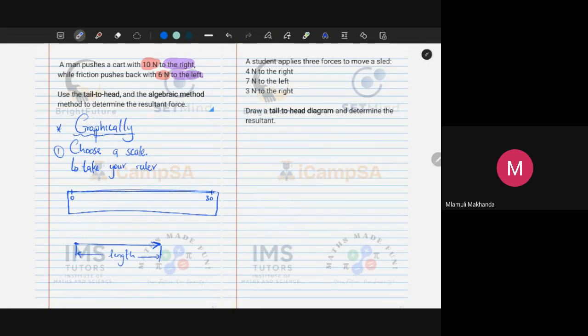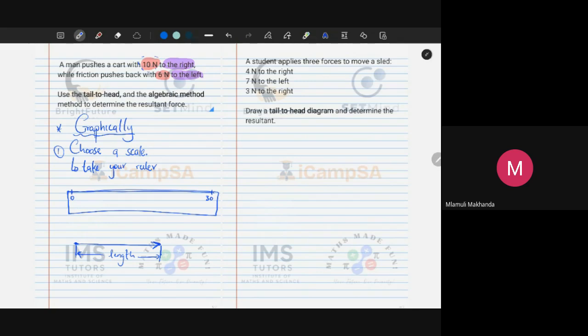So from here to there is the length of the vector. Now what you do, you take your ruler and you say, in my ruler, when I draw a vector that is 10 centimeters long, for instance, just as an example, that would be equivalent to 10 newtons, right? So why do you do that?